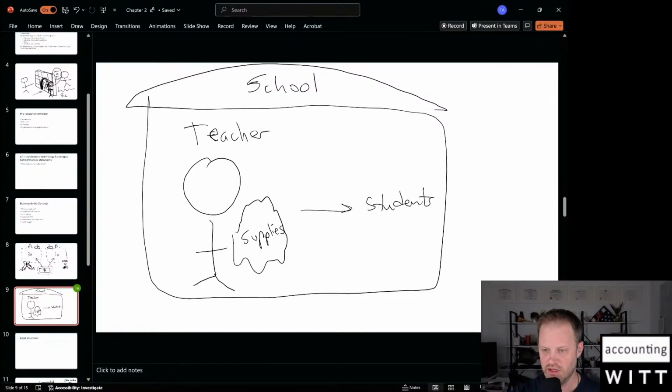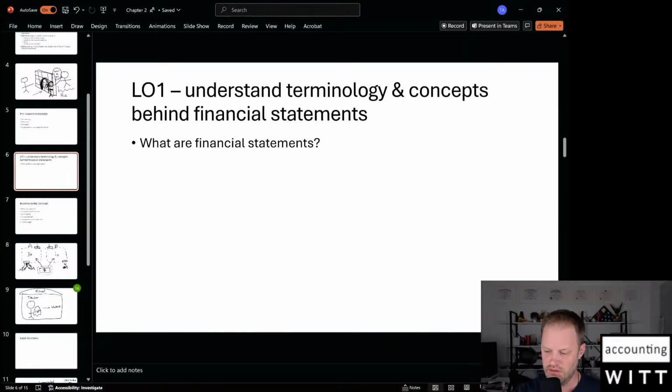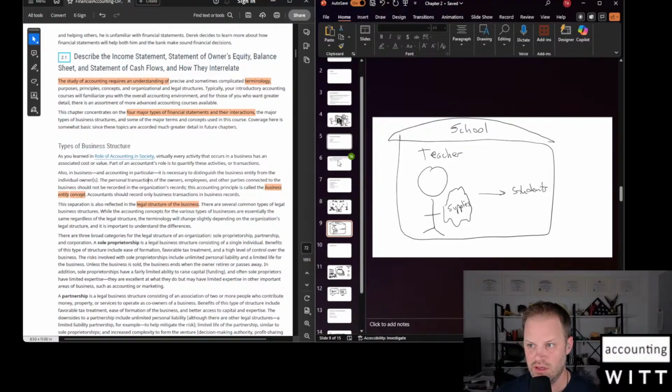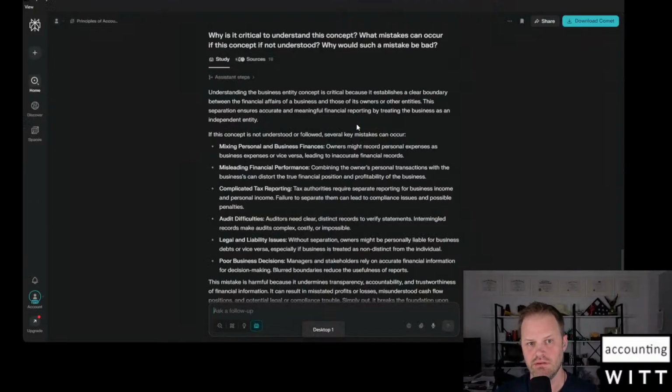It's a good question. So we're really diving into this concept of business entity concept. So I need to figure out some way to really drive home what concept needs to be understood there. So this is me brainstorming. Okay, well, let's flip back over and see what the AI is saying.